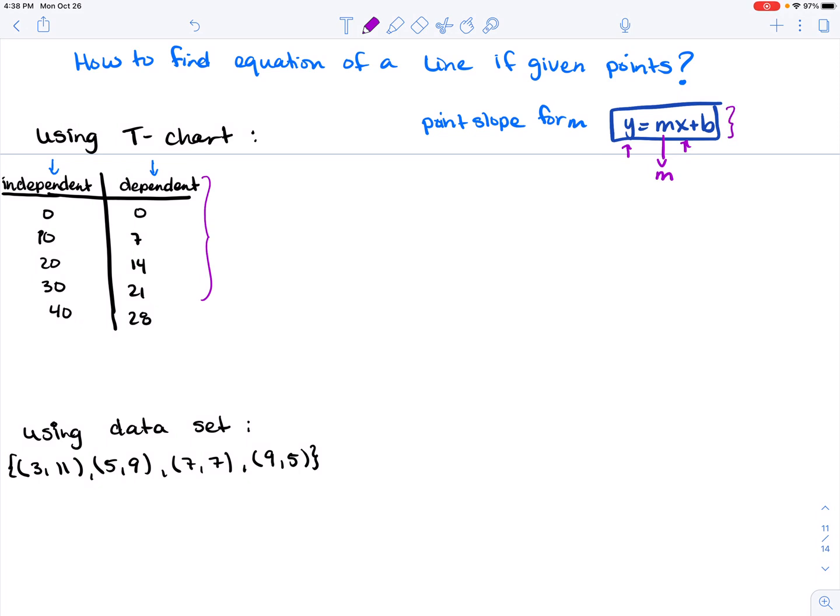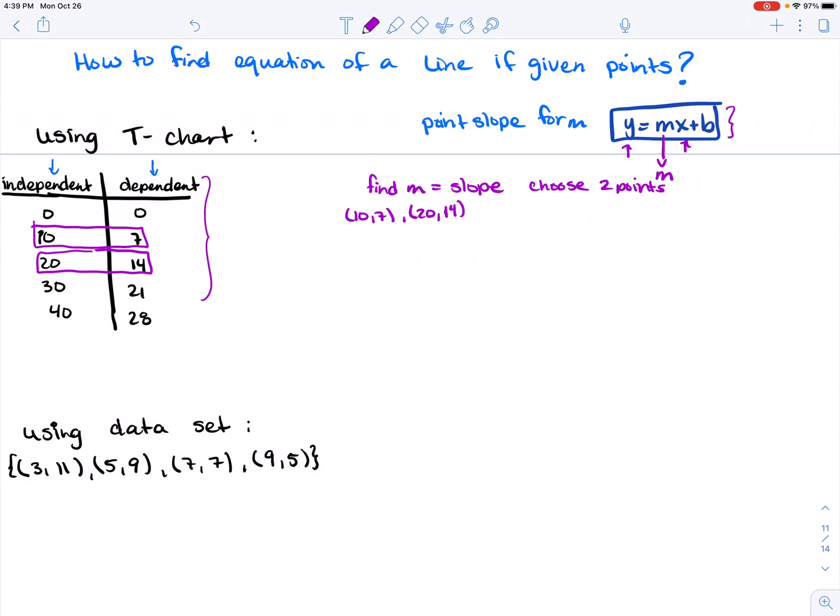Well, what we have to do first is we need to find m. And we know that m equals the slope. And we can find the slope by looking at 2 points. So let's choose our 2 points. I'm actually going to choose the points 20 and 14, and 10 and 7. Those are the points I'm going to choose.